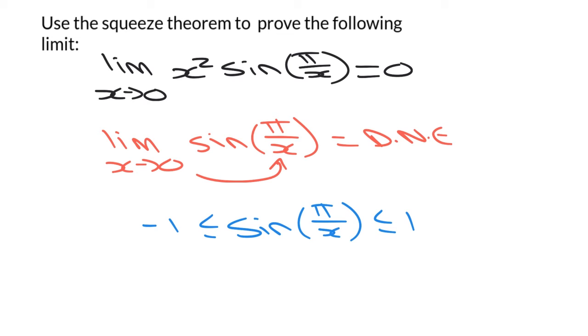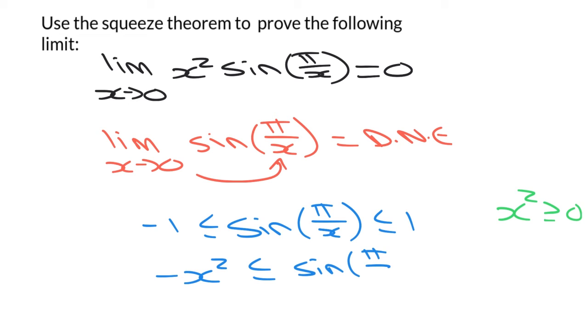Now, thinking about x squared, x squared will always be a positive value. So multiplying both sides by x squared, we find this inequality to then be negative x squared is less than or equal to x squared sine pi over x, which is less than or equal to x squared. Alright, so we can see that the sine function is in between. It's greater than the negative x squared, however less than the positive x squared over there.